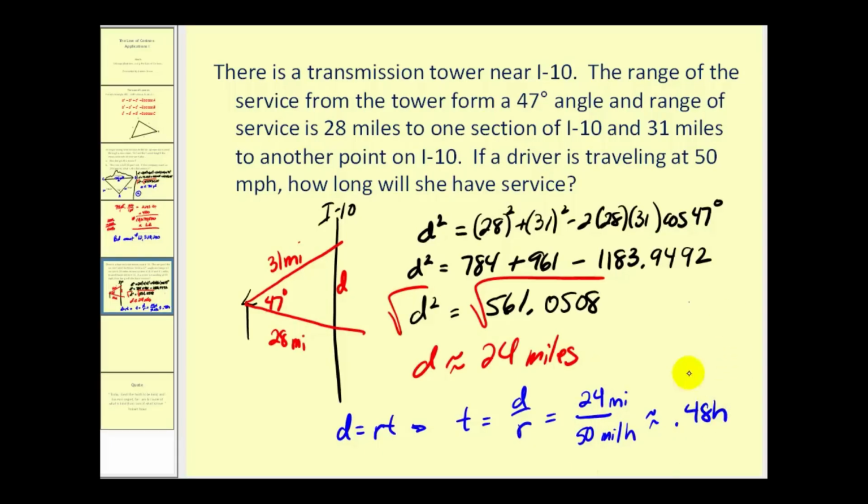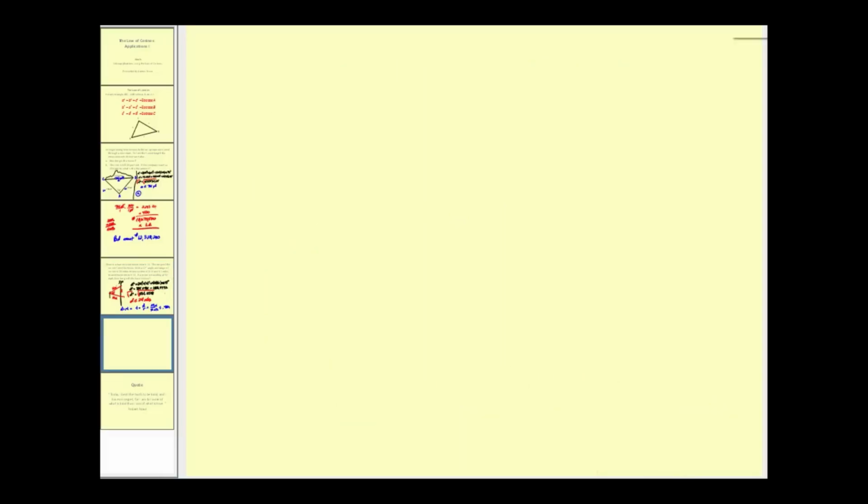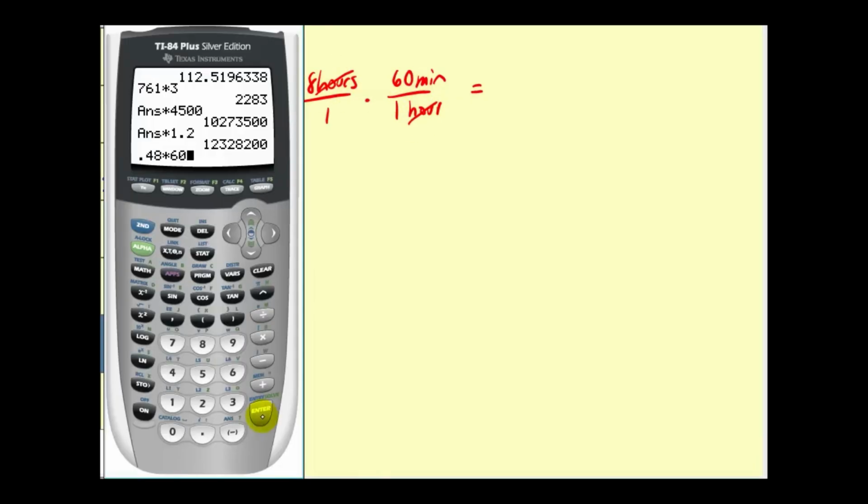Let's go to the next screen and determine how many minutes this would be. 0.48 hours. Well, there's 60 minutes in 1 hour. The units of hours simplify out, so 0.48 times 60. So the driver would have service for approximately 29 minutes.